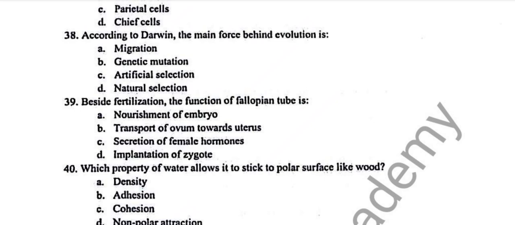Nourishment of embryo occurs mainly in the uterus. Secretion of female hormones, ovaries perform the function. Implantation of zygote occurs in the uterus.